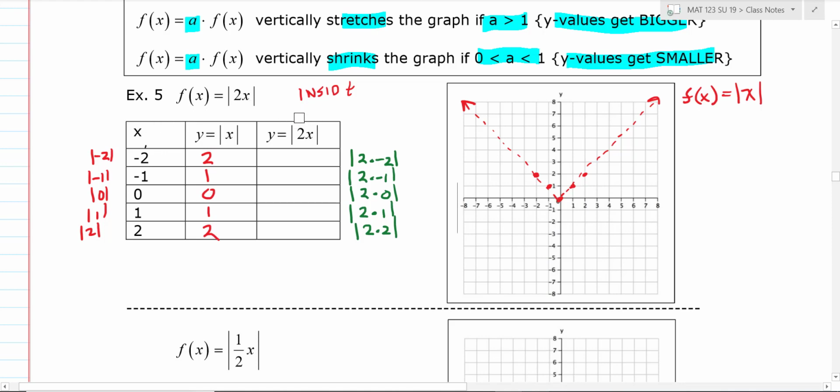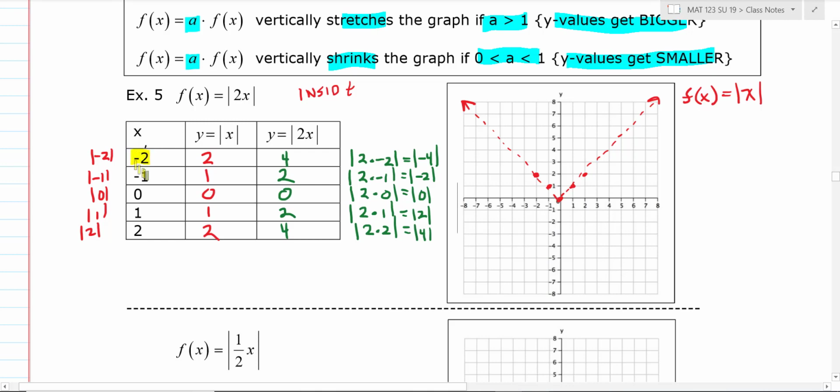Then we're going to do arithmetic. Okay, so this works like this. This would be absolute value of -4, so that's 4. This is absolute value of -2, so that's 2. This is absolute value of 0 is 0. Absolute value of 2 is 2. And then absolute value of 4 is 4. Okay, so see what we're doing is we're doubling this number. We're changing the x value. We're doubling it, then taking the absolute value.